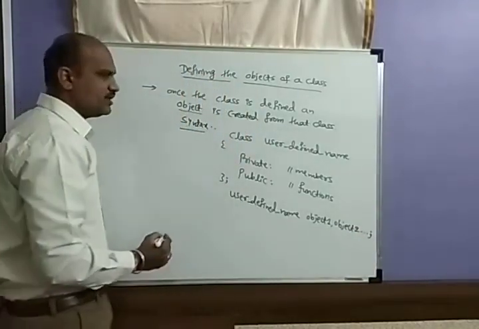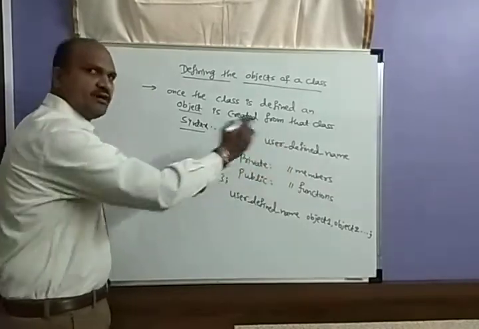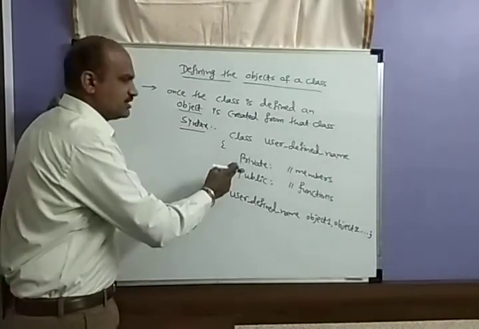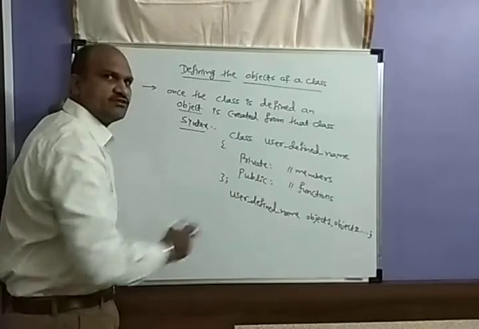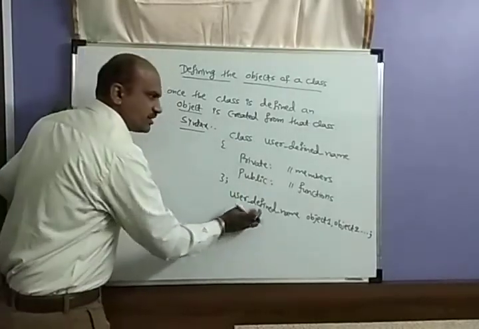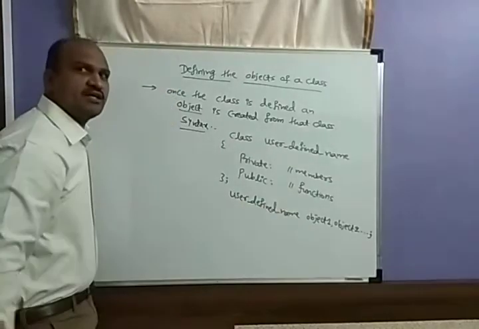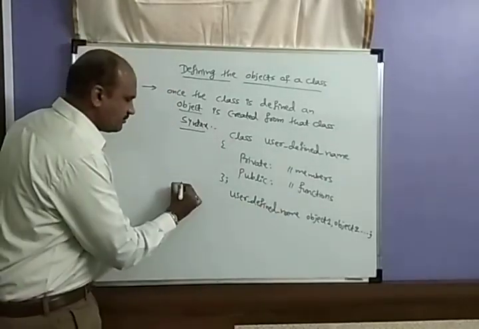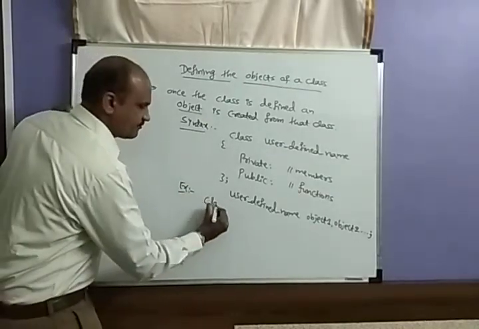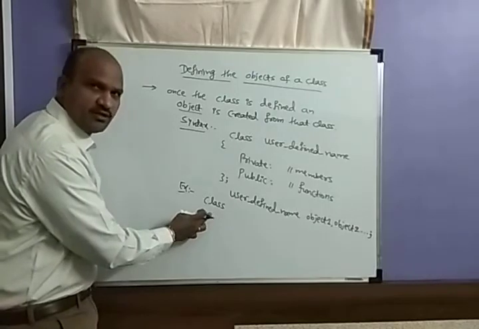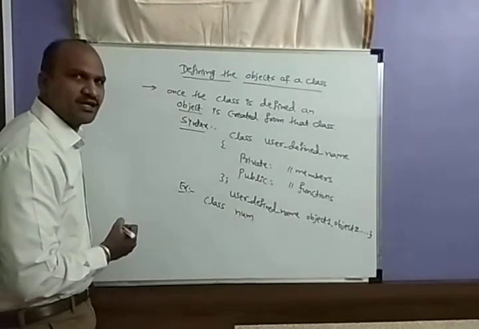Class is already a keyword, user defined name is any name of the class. In the private section we are defining the members of the class, and in the public section we are defining some functions. Whatever class name you specify, the same name should be used when creating objects, and the objects can have any name. For example, class is a keyword, and we take one user defined name, Num. Num is a class name.